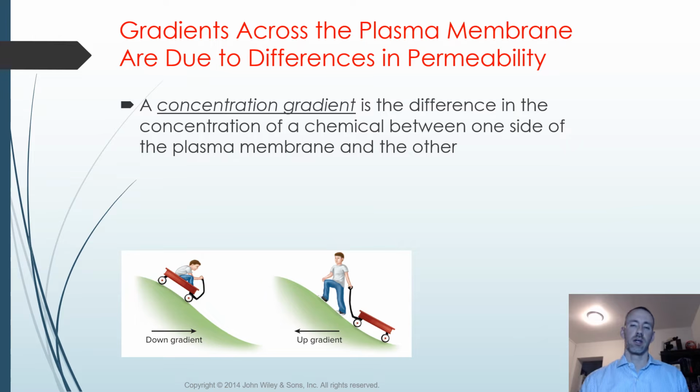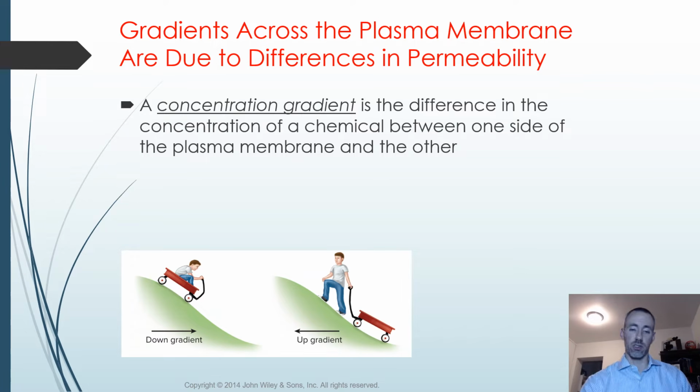Very basic in terms of gradients across that plasma membrane, they are due to differences in permeability. If sodium were freely permeable, there would be no gradient. But since there is a difference in its permeability, or at least it's selectively permeable, we can create gradients. So this is a concentration gradient: the difference in concentration of a chemical between one side of the plasma membrane and the other.